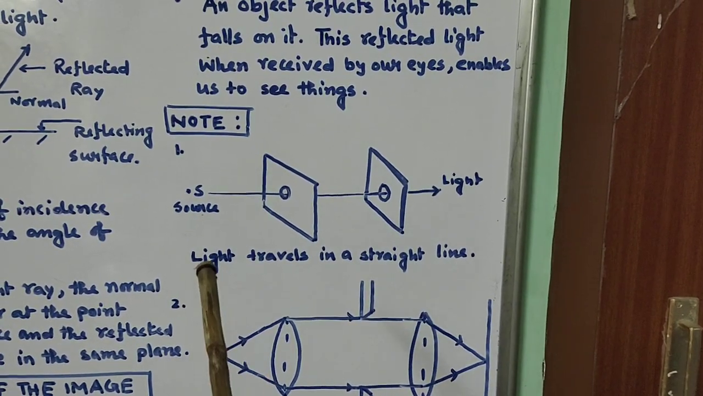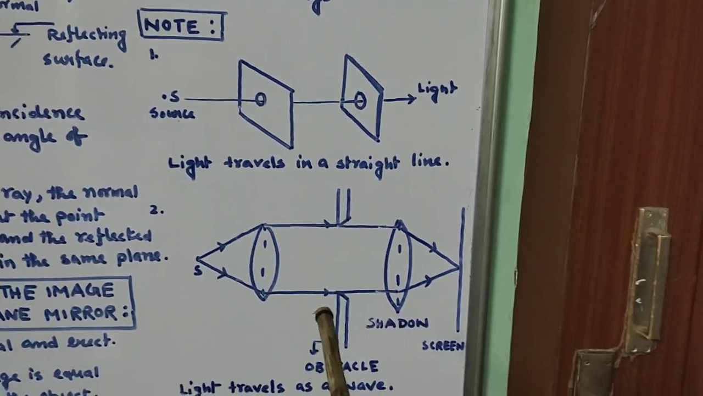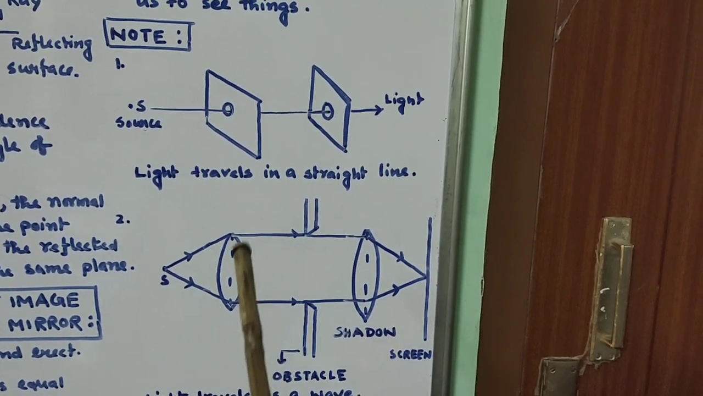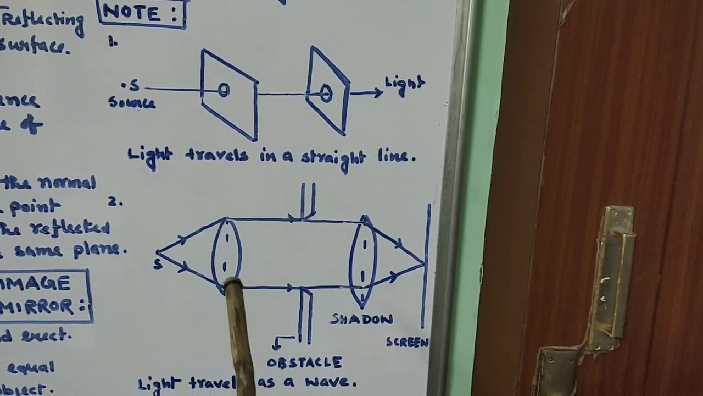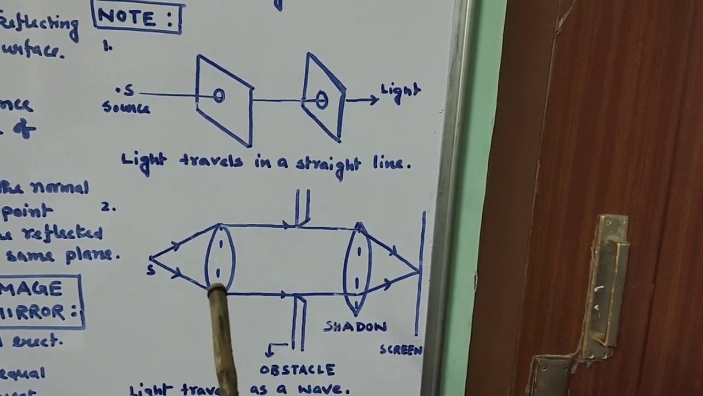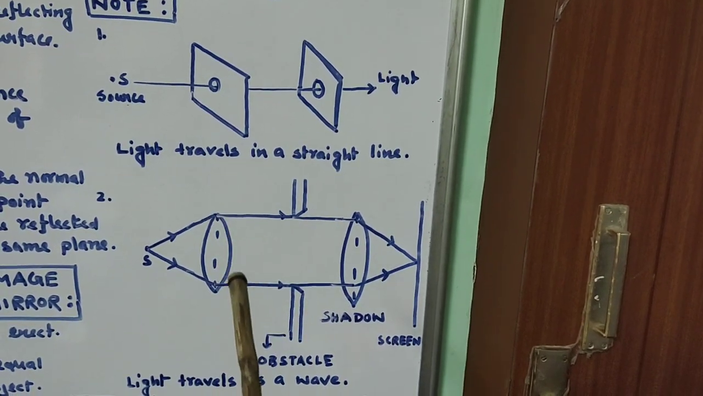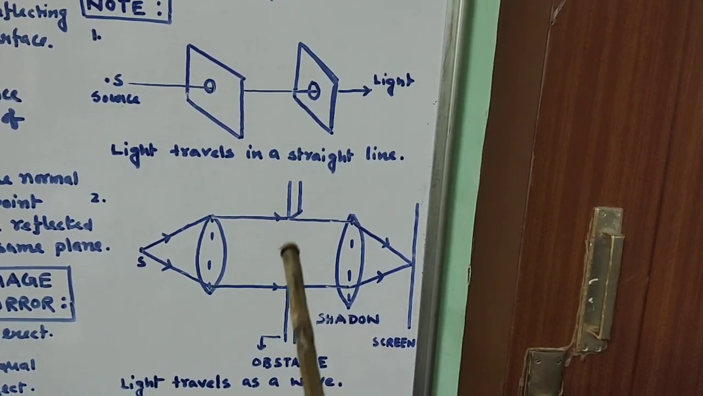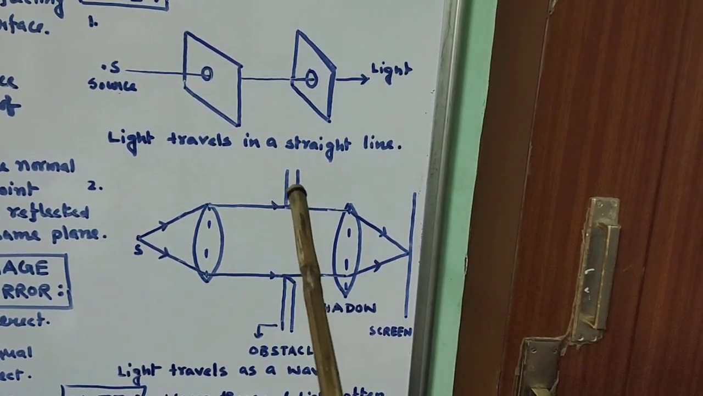Now this statement has a limitation, and this limitation can be explained by this diagram. Now this is your source and this is your convex lens. I think most of you know, if we place the source at the focus of this convex lens, the refracted light must be parallel, is it not? So after passing through the convex lens, the parallel rays will come out. Now these parallel rays pass through these two obstacles. This is one obstacle and this is another obstacle.